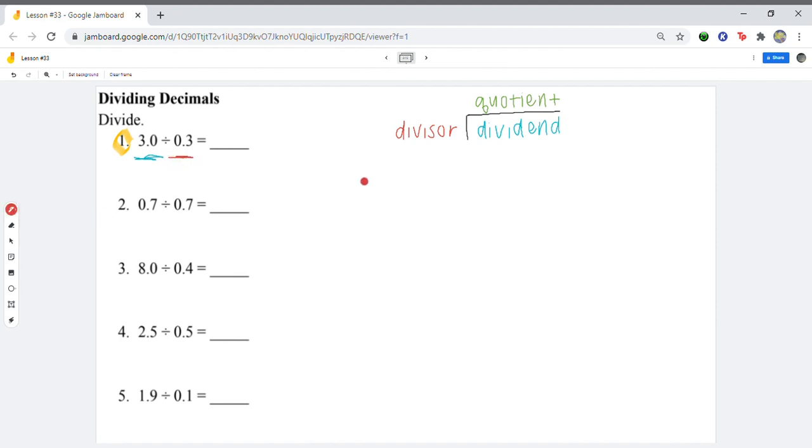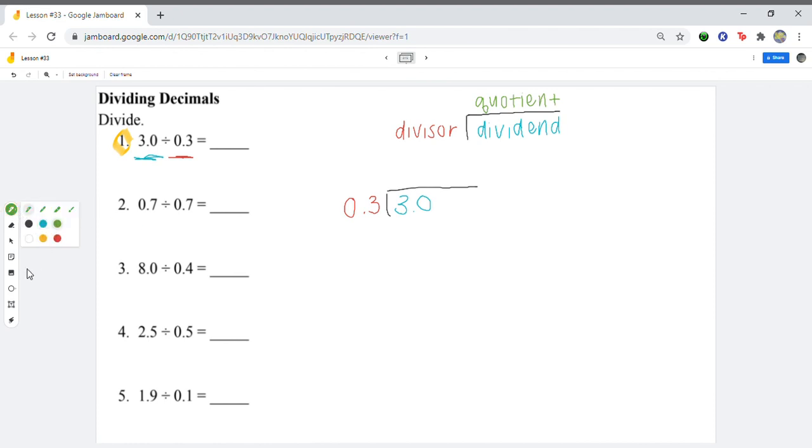So now knowing this, I'm going to just copy this format. Our divisor goes over here, 0.3. And I'm going to place this division mark. And then I'm going to place the dividend inside this mark. And now what we're going to find is the green zone.